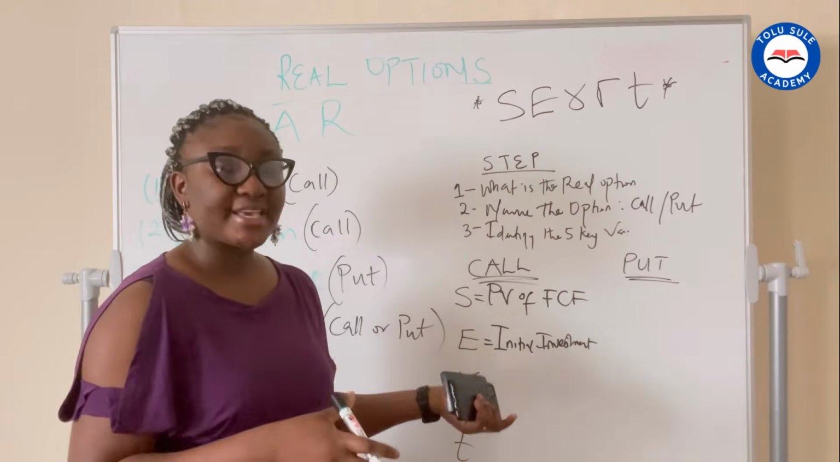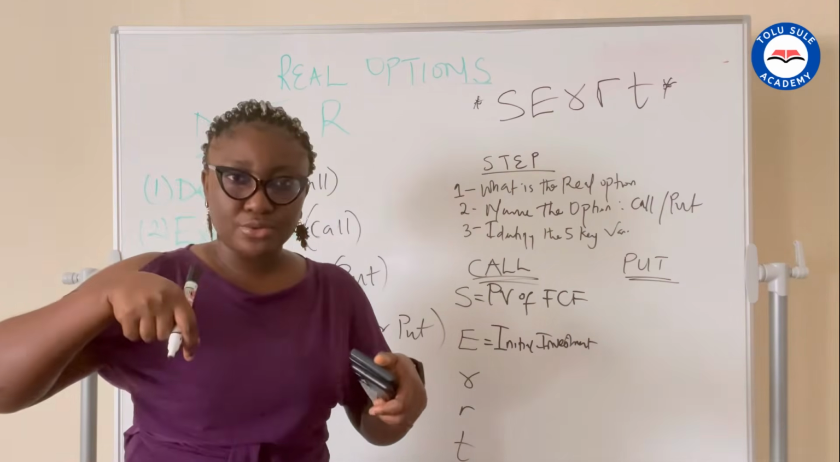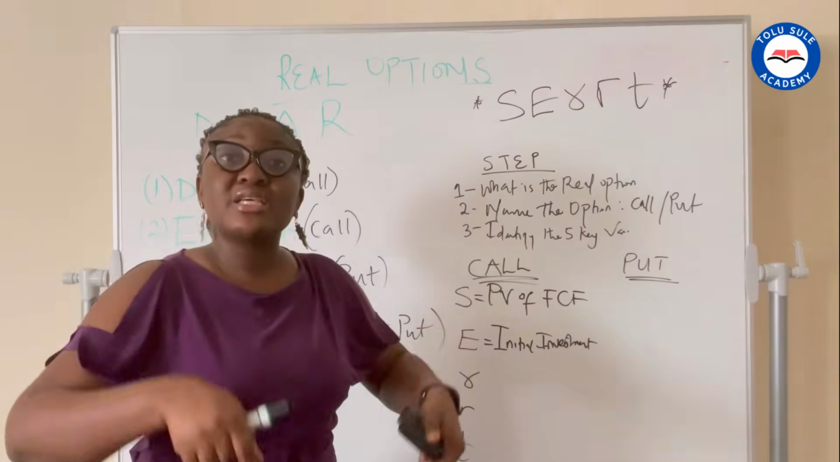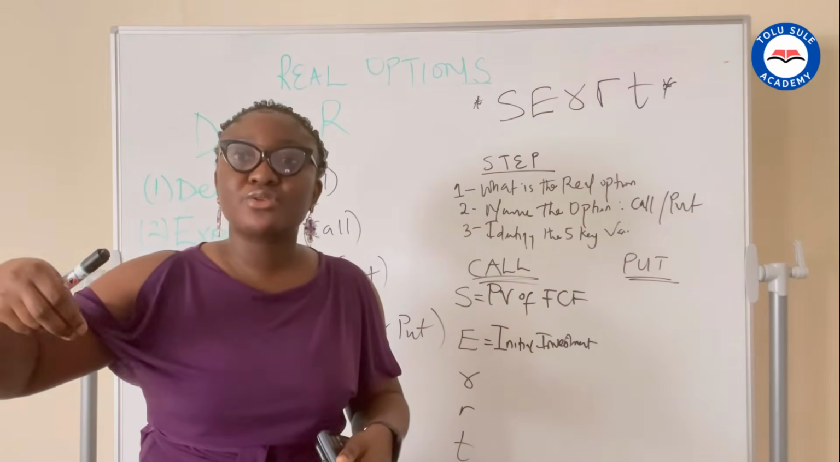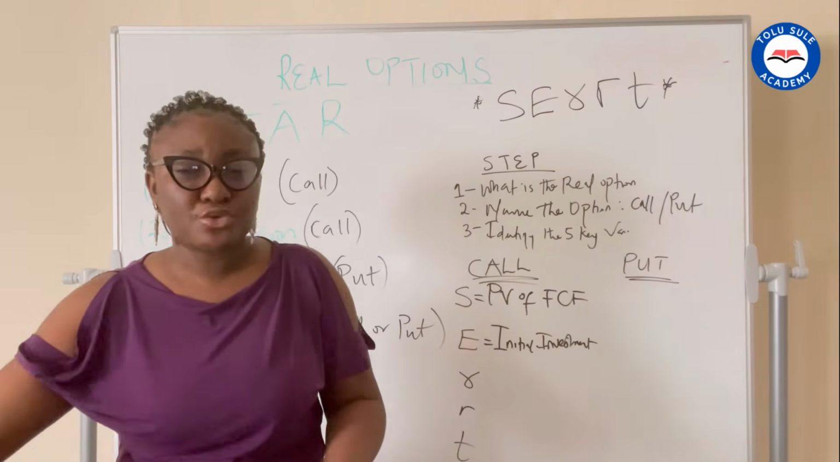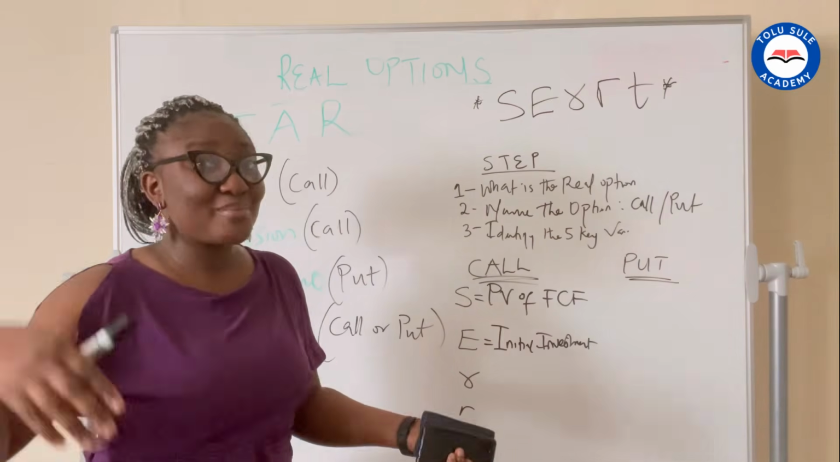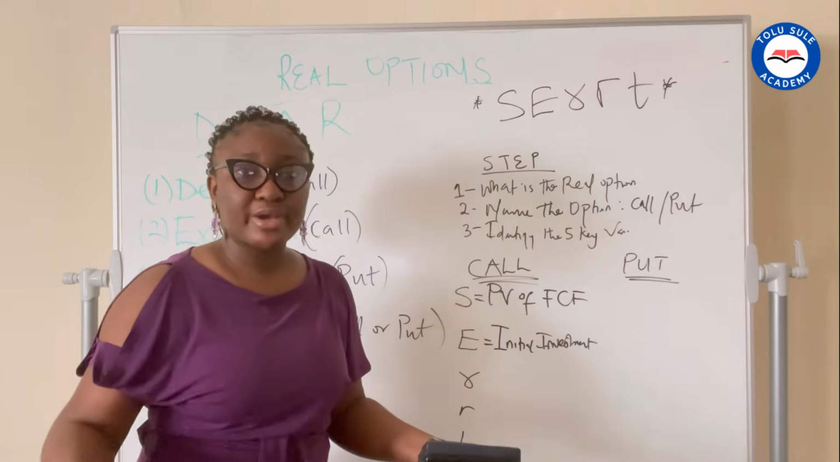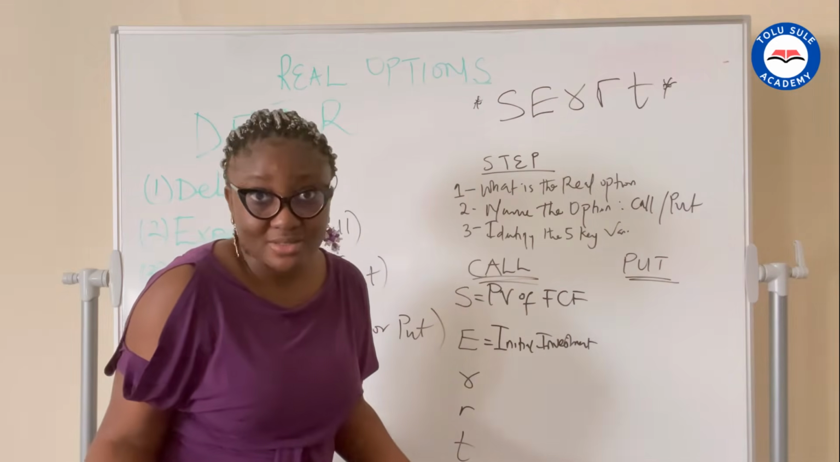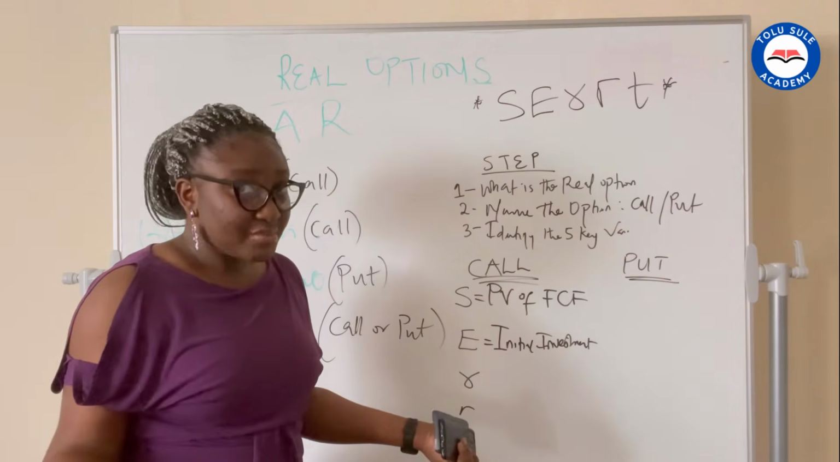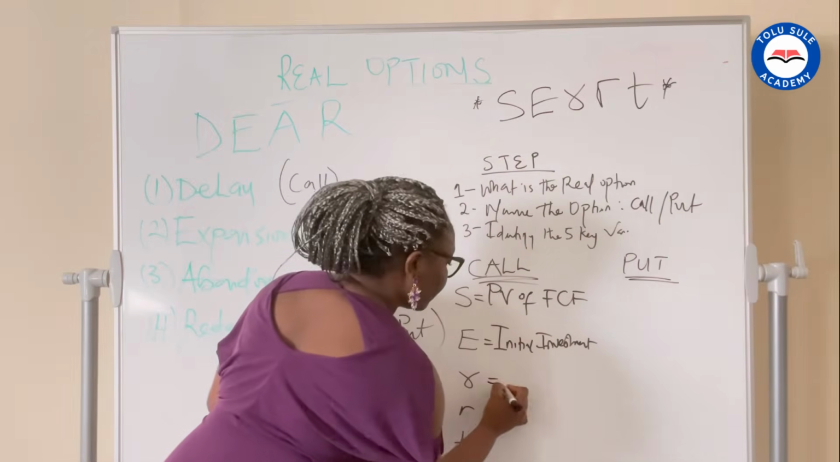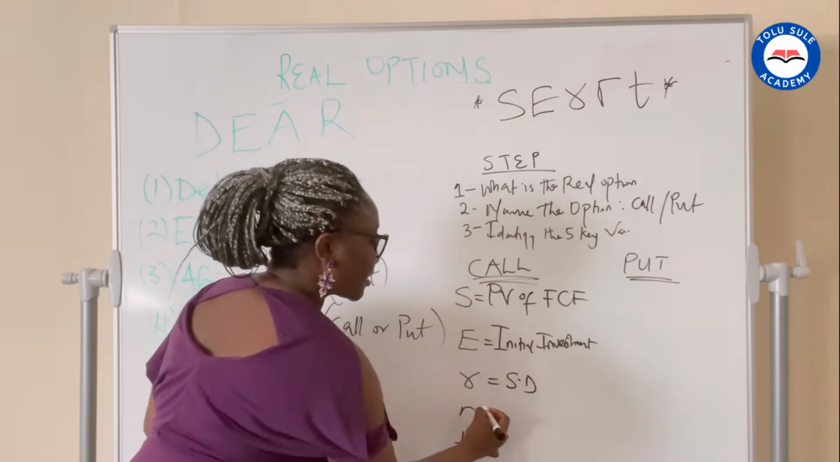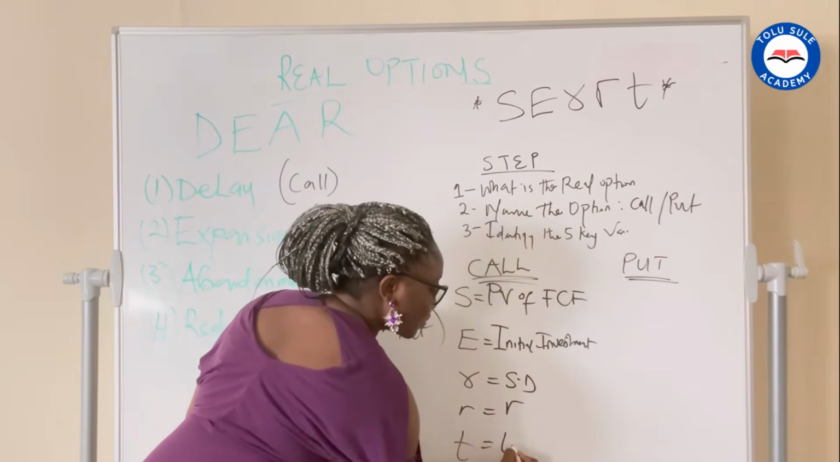So you ask yourself, what is my S? My S is the present value of future cash flow, meaning today's value of those values I intend to get in the future from the investment. Does it make sense? Remember bond valuation and all those things. Now, E, the exercise price, is the initial investment. It makes sense. This one remains standard deviation, risk. This one is still interest rate. This one is still time.